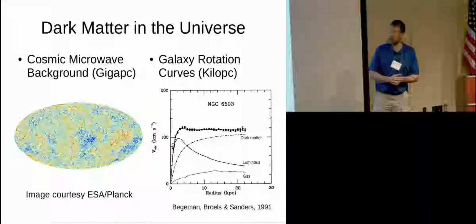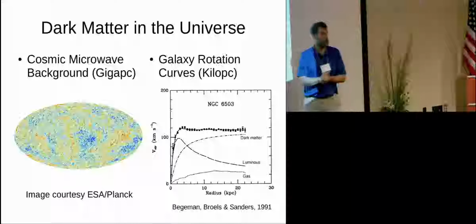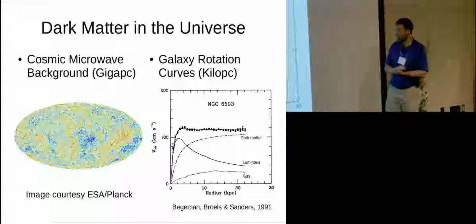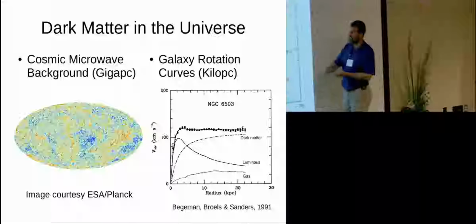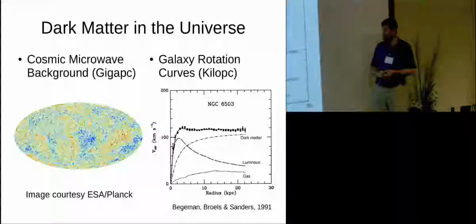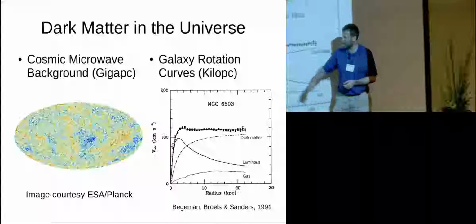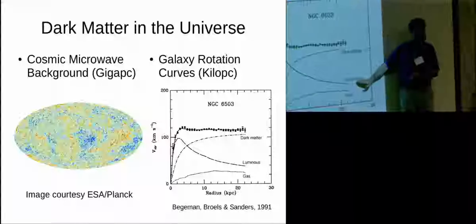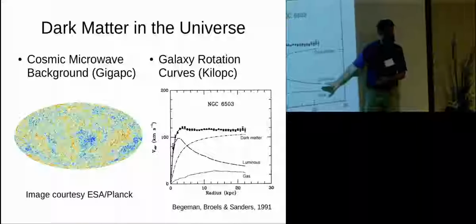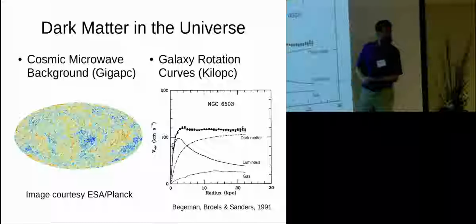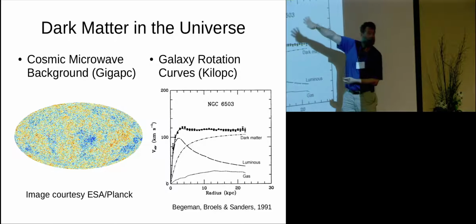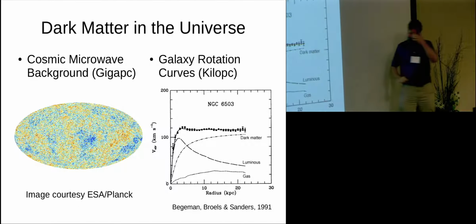Mass around to explain that growth of structure, and we call that mass dark matter. So that's on gigaparsec scales. If we zoom into a single galaxy, we can do a measurement of how fast a galaxy rotates as a function of distance from the center, and we can compare that with how fast it should rotate if it were only composed of its luminous matter. There's this gap between what we observe and what we can calculate from the luminous matter, and we attribute that also to dark matter. And notice that this is happening on something that's a million times smaller in linear scale than on the large scale structure.